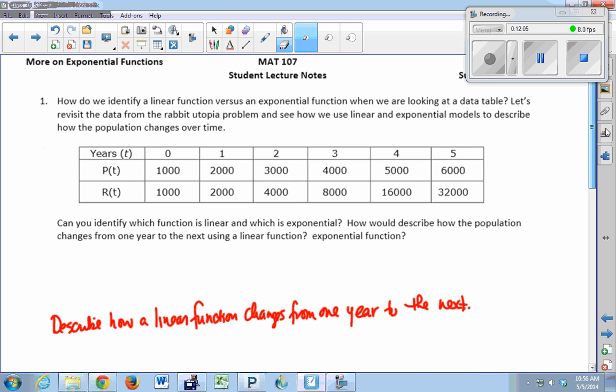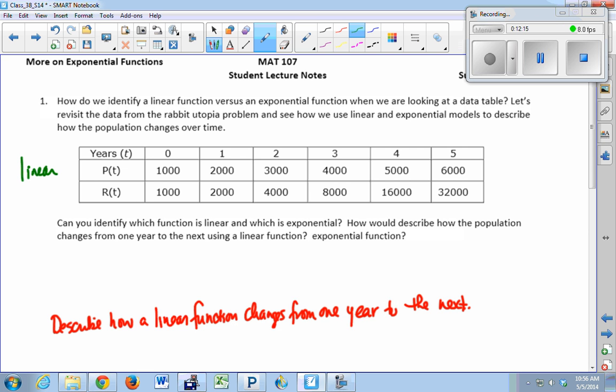Okay, so first of all, which one of these functions, P or R, is linear? P is linear. You're hoping you're getting a question like this on your final, right? Okay. And therefore, R is exponential. All right. Again, we've worked on this, so hopefully that part wasn't too bad. Okay, so we've identified which function is linear and which one is exponential.